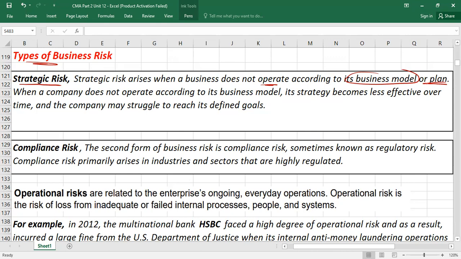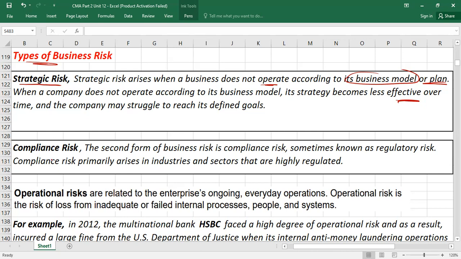For example, let's assume customer demand has changed in the market, but you are not producing the products which are required by the customer. It means you are not working as per business model or as per plan. So this is also called strategic risk. When a company does not operate according to its business model, its strategy obviously becomes less effective over time, and the company may struggle to reach its defined goals. So strategic risk is a high level risk. Or maybe you are selecting the wrong products to manufacture, or you are not predicting the customer demand for the product, which kind of specification customers want. All these are called strategic risk.